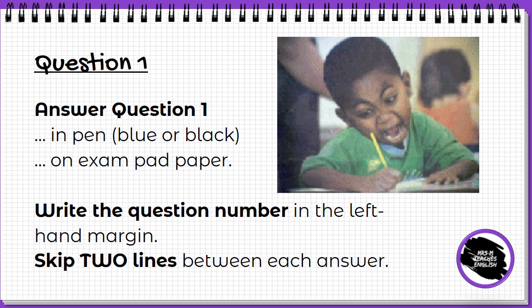Always write in blue or black pen. Anything in pencil will be ignored by the markers. For this exercise, I'm asking you to skip 2 lines between each answer. This is so that you have enough space to write corrections and comments when you mark your work.